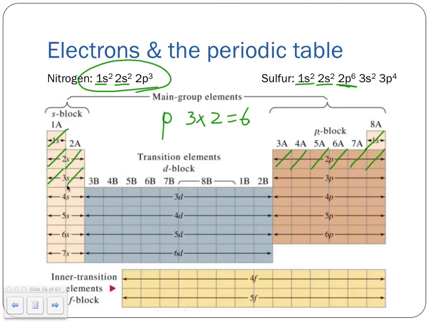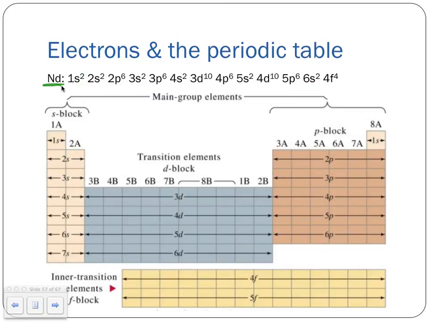Then 11, 12, and so that's 2 more that go in the 3s. That only holds 2, so it's 3s2. 13, 14, 15, 16, and we should be at sulfur. So how many electrons are in the 3p? 1, 2, 3, 4, and so we would finish up with 3p4. Your double check is, of course, just to add up the electrons. 2 plus 2 plus 6 plus 2 plus 4. 2 plus 2 is 4, plus 6 is 10, 12, plus 4 is 16, and that's the correct number of electrons for sulfur. Let's try one a little more challenging.